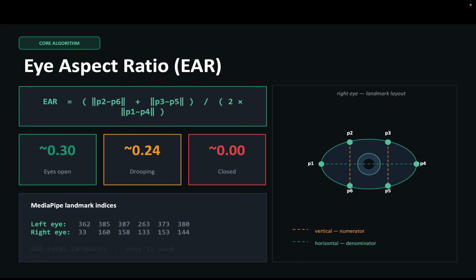MediaPipe gives us 468 facial landmarks per frame, and we only use 12 of them, 6 per eye. As shown in the diagram on the right, the teal dots mark the exact points we measure.